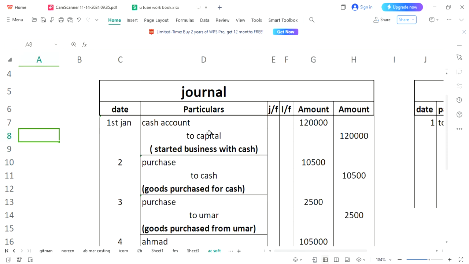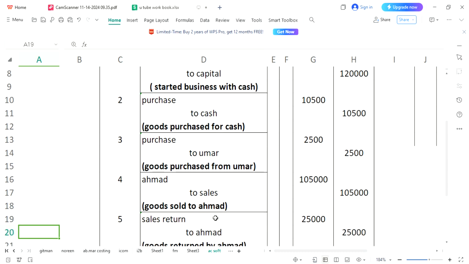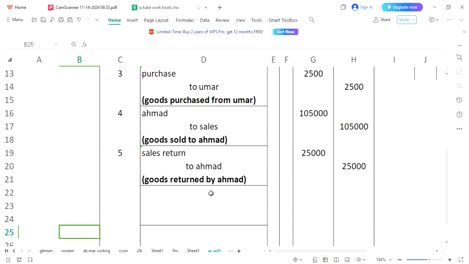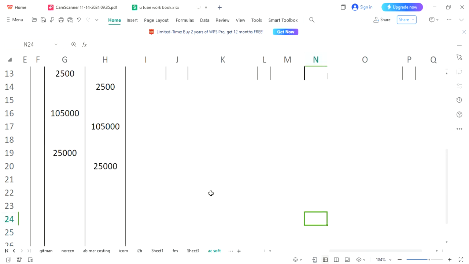Now let's see what the third entry is. Purchase to Umar. Now you must be very attentive. Since cash is not present over here, you will leave this entry. The next, Ahmed to sale. Again, cash is not present over here. Skip this entry. Next, sales return to Ahmed. No cash is present. You will skip. Now come over here. What would be our next step?